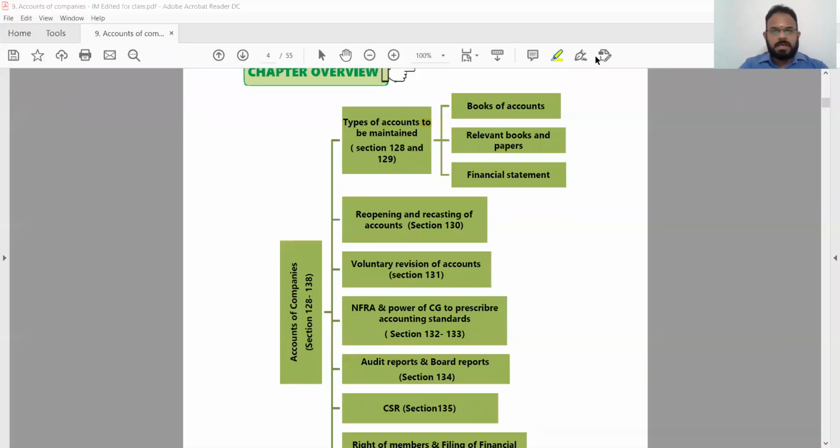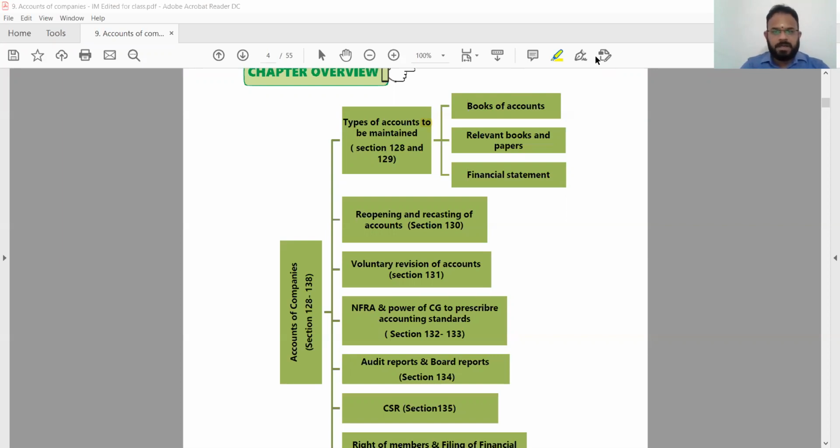Hi guys, now we'll start with the ninth chapter, which is called Accounts of Companies. As we already told, there are totally 10 chapters. We have two more chapters to cover, chapter number 9 and chapter number 10, for you to complete your company law. If you remember, chapter number 1 had definitions, and there were many definitions which we already discussed.